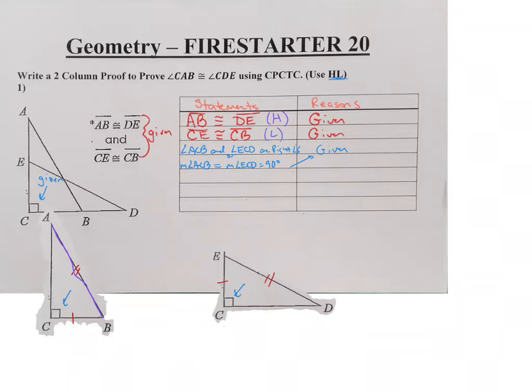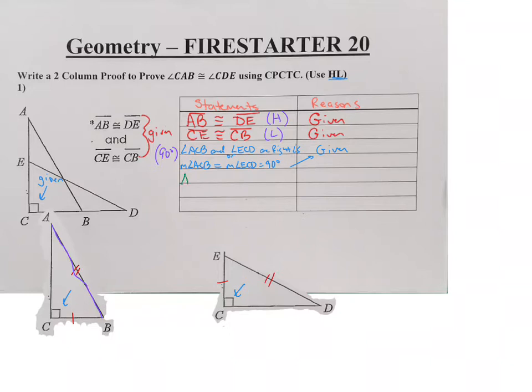So to prove hypotenuse leg, you need to have a hypotenuse statement, a leg statement, and a 90-degree angle statement. That's your 90-degree angle statement. So with just the given information, we have everything we need to be able to say hypotenuse leg is a reason for it to be true. So now we're going to say the triangles are congruent.